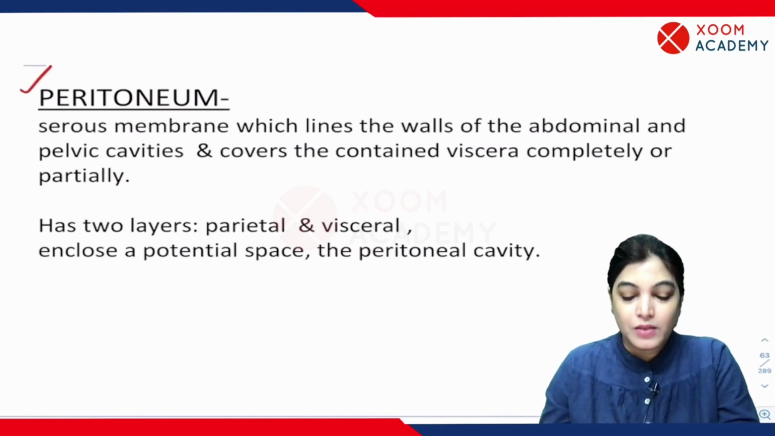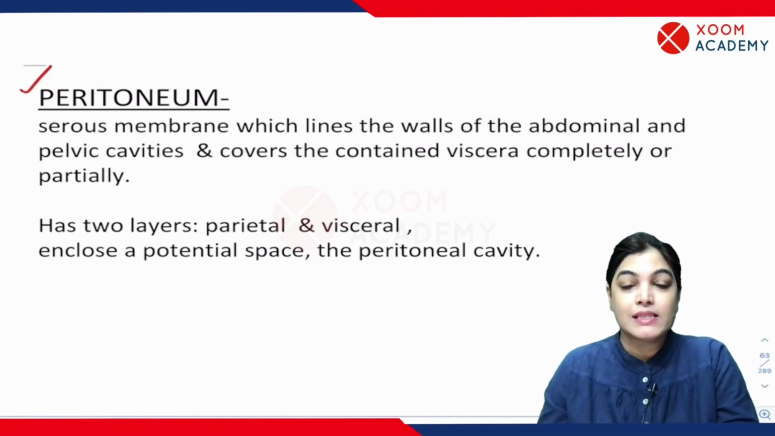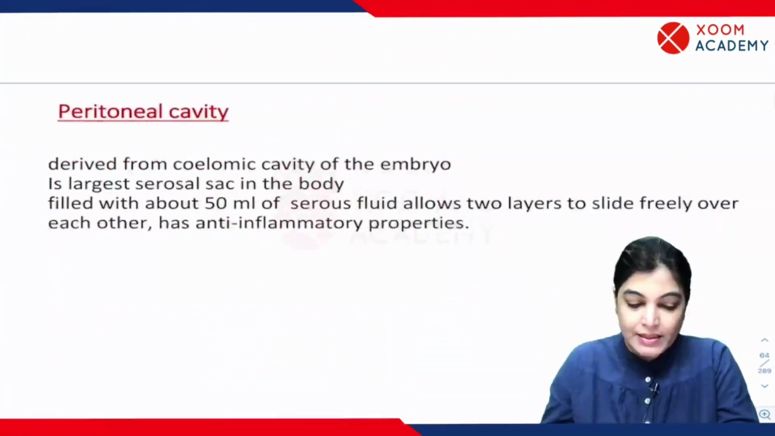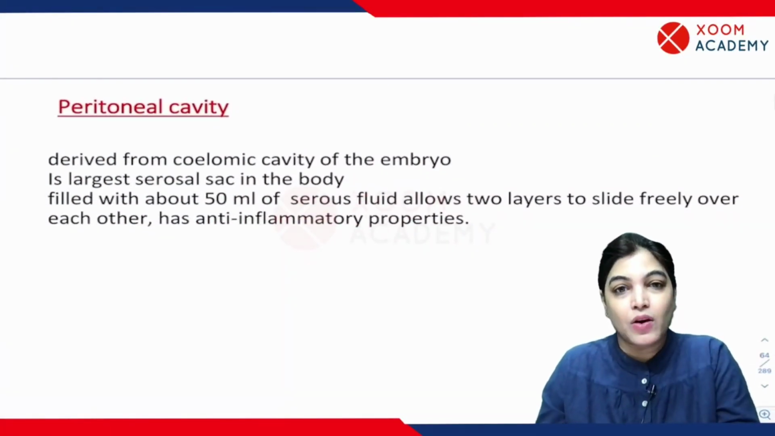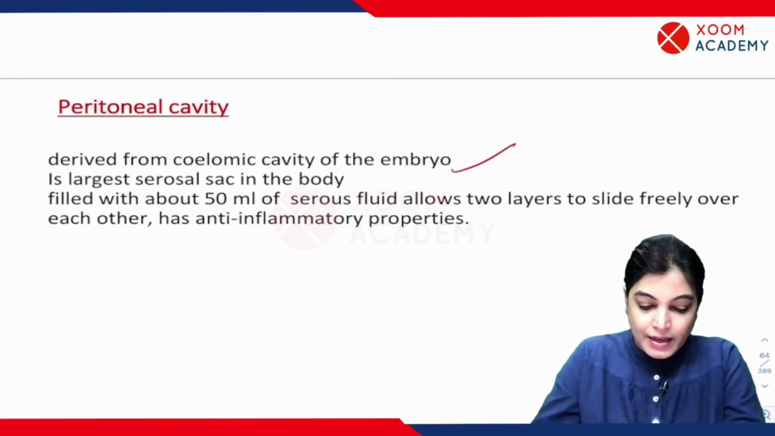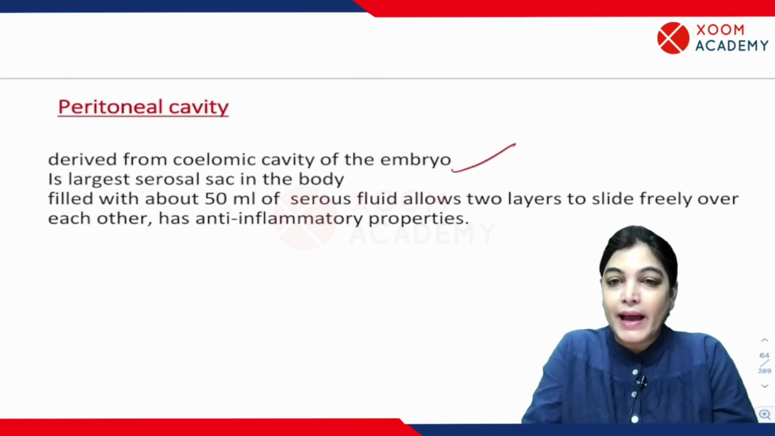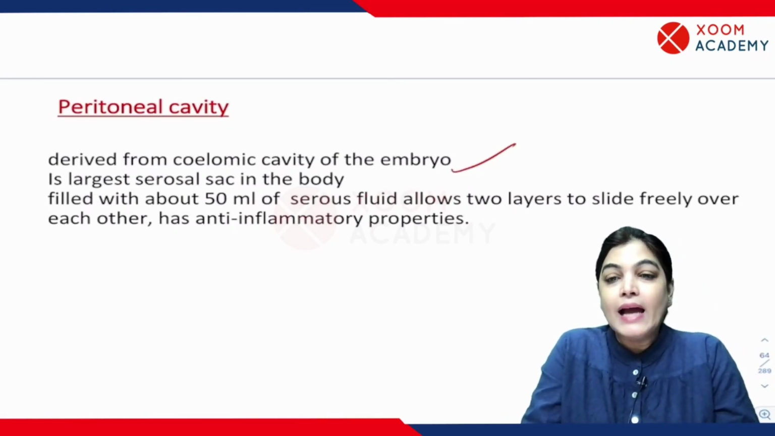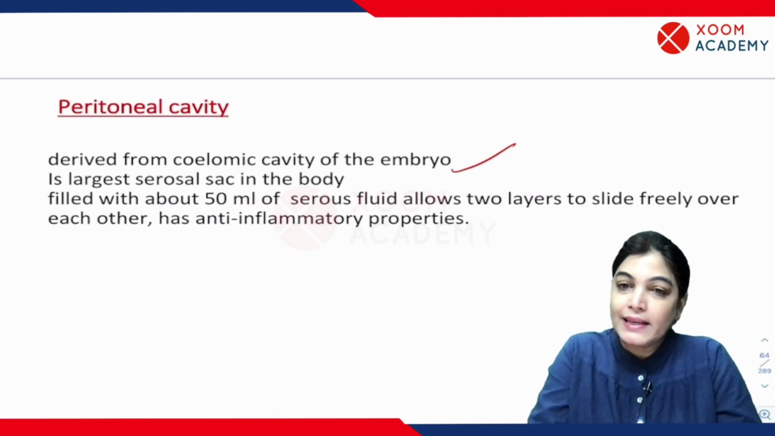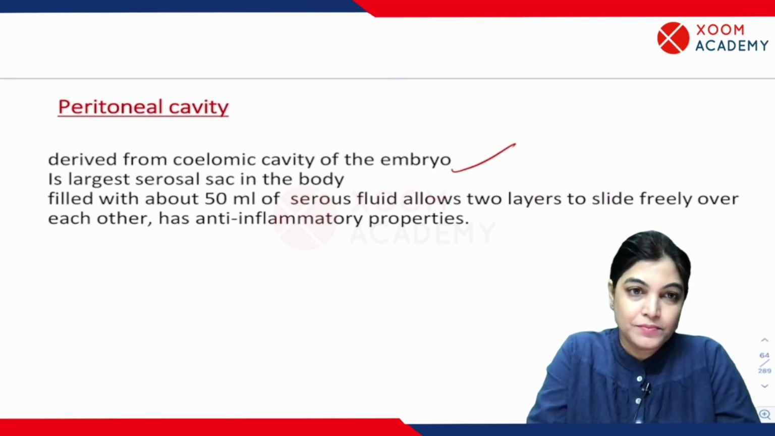What is the amount of the serous fluid which lies in this peritoneal cavity? Approximately it is having 50 ml of serous fluid. Now, the peritoneal cavity is derived from the coelomic cavity of the embryo, and it is very important that it contains serous fluid, which is important for lubrication and for anti-inflammatory properties.